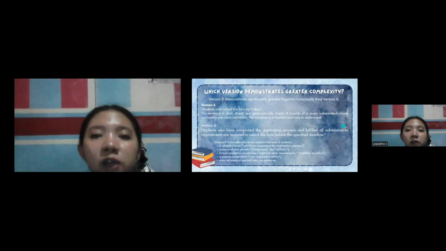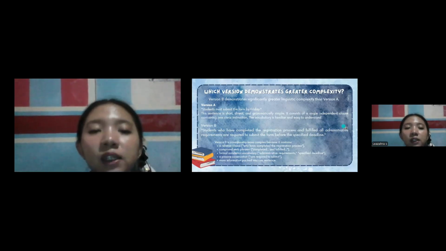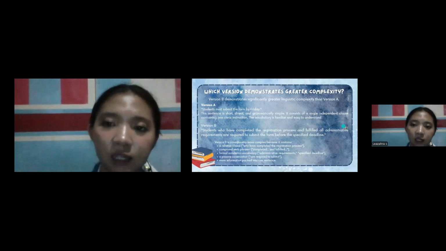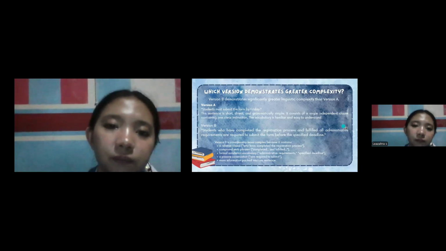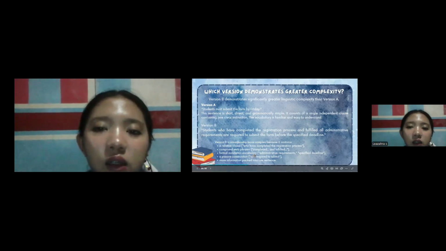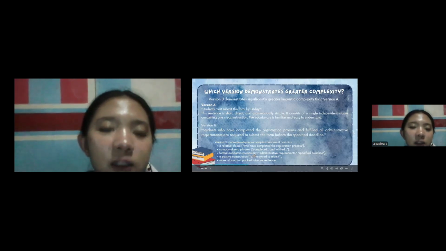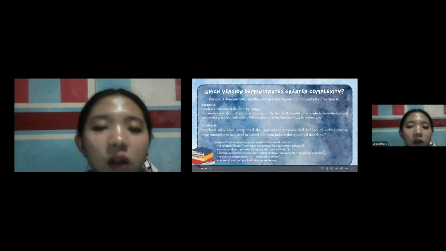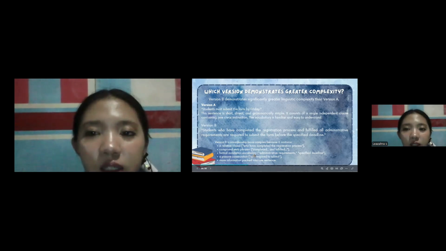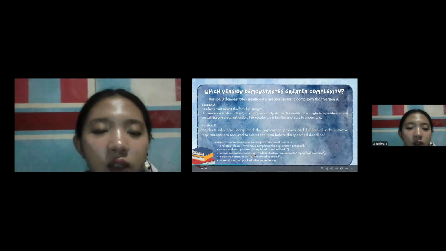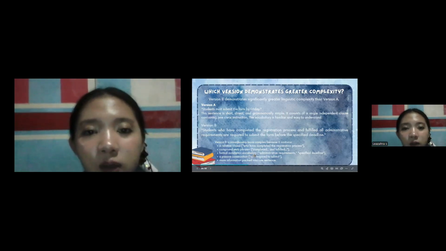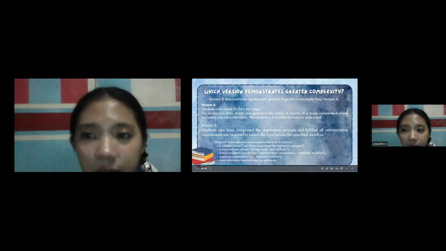Which version demonstrates greater complexity? Version B demonstrates significantly greater linguistic complexity than version A. Version A: students must submit the form by Friday. This sentence is short, direct, and grammatically simple. It consists of a single independent clause containing one clear instruction. The vocabulary is familiar and easy to understand.